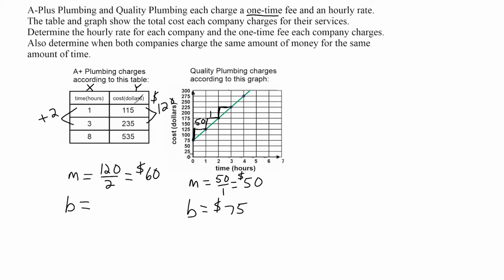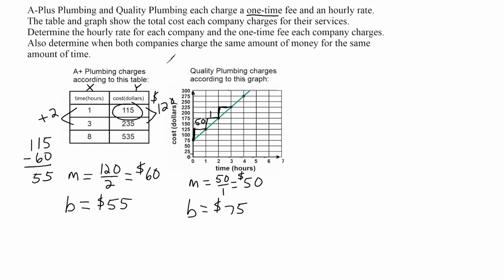Now, we don't have a line here to show us where it's going to cross the y-axis. So here's what we're going to do in this case. Notice that it does give us the total cost for 1 hour, and we already know that 60 of those dollars is the hourly rate. So all we really have to do in this situation is take $115 and subtract 60, and what we have left over is the one-time fee. And that is going to be a total of $55. So the y-intercept, if we were to graph, would be at 55.